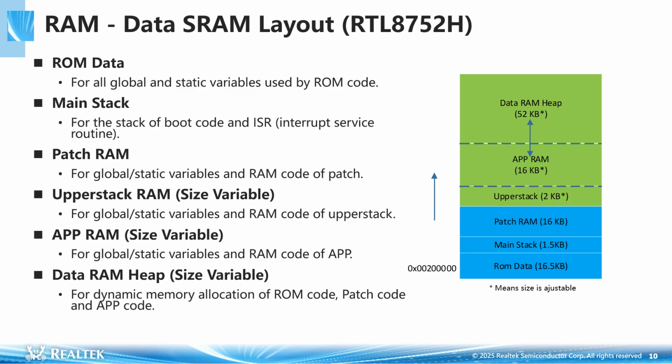Main stack stores the stack for boot code and interrupt service routines, providing essential support for the system startup process and exception handling. Patch RAM holds global variables and RAM code for patches. Upper stack RAM is dedicated to storing variables and RAM code for the upper stack, ensuring smooth communication protocol execution. App RAM offers memory support for user applications, guaranteeing efficient operation. Data RAM heap enhances memory resource management efficiency and accommodates dynamic requirements for complex programs.